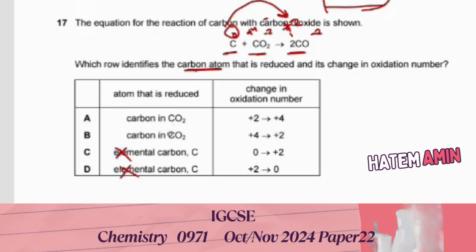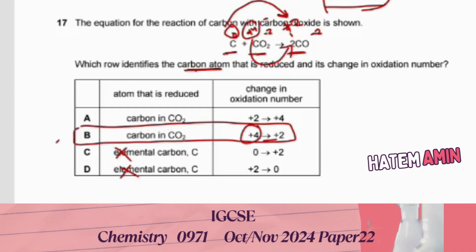The carbon in carbon dioxide got reduced, of course, but from what? From +4 to +2. Which one here is +4 to +2? B, +4 to +2. So the correct answer here is B. B is the correct answer.